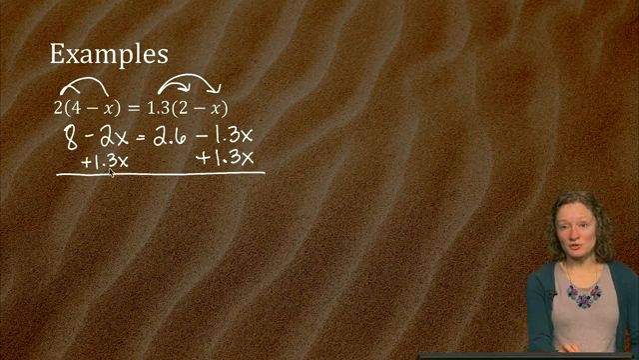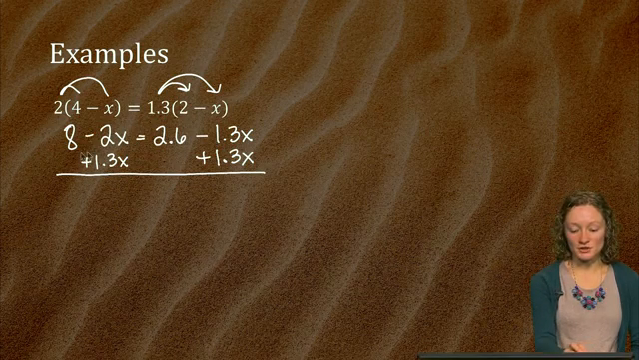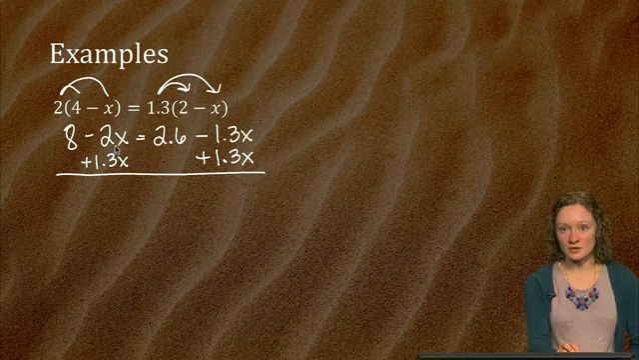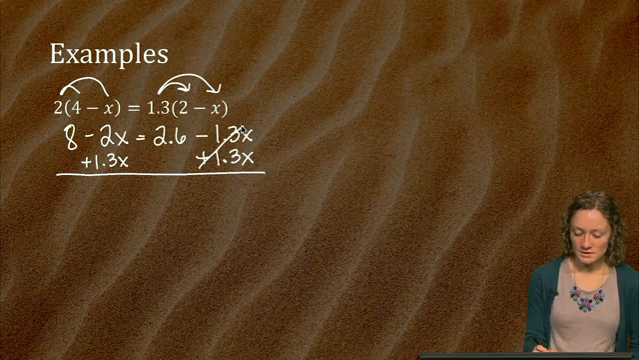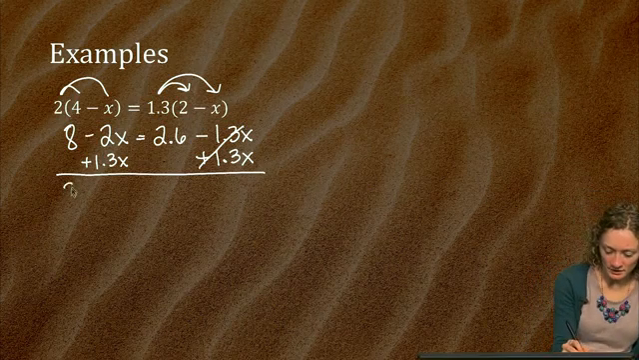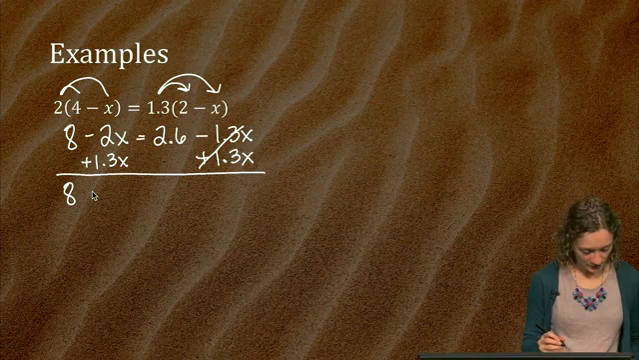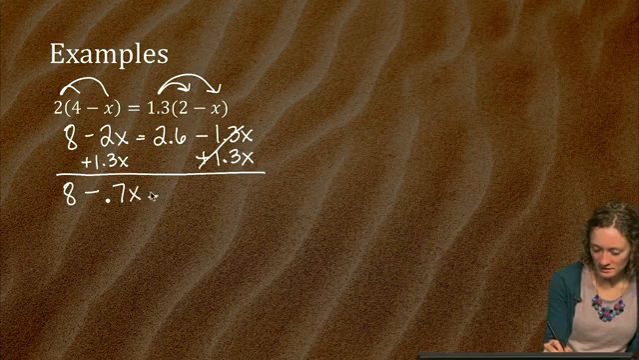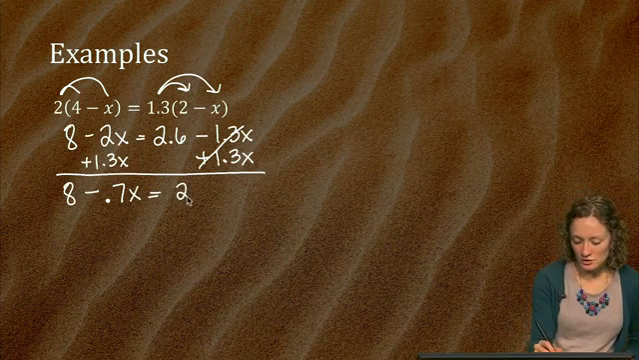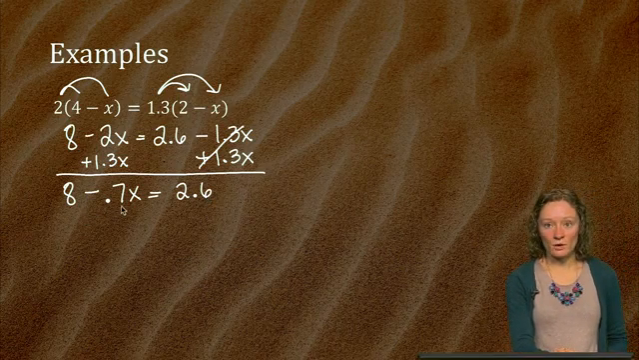Now, I could choose to write this term wherever I want on the left side, underneath any of the terms. I'm choosing to write it under the x term because they combine together. So on the right, that is 0. On the left, we still have 8. Then we have negative 2 plus 1.3 is minus 0.7x equals 2.6.